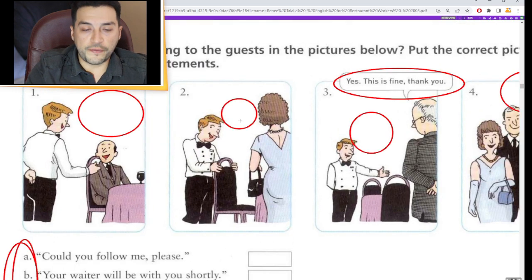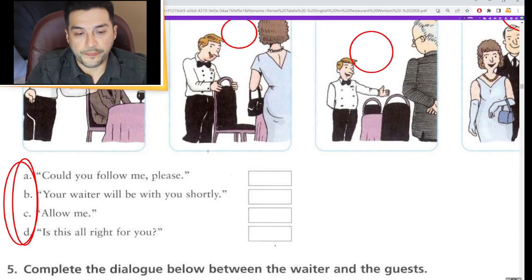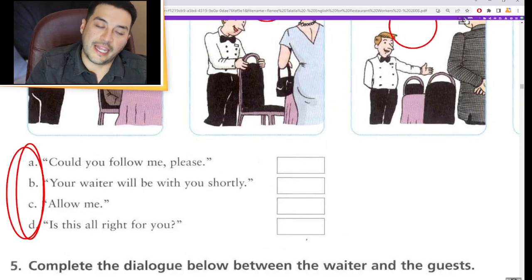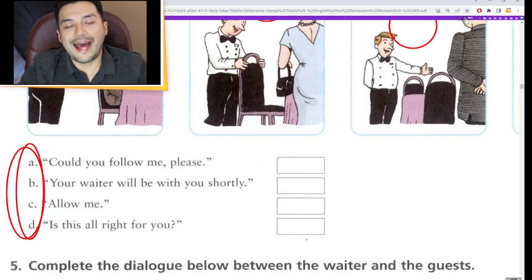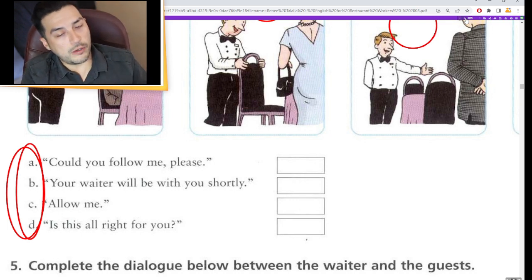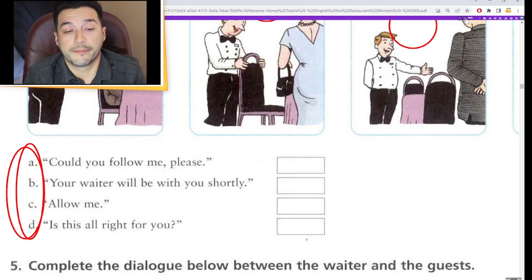Could you follow me, please? Letter A. Your waiter will be with you shortly. Letter B. Allow me. Letter C. Is this all right for you? Letter D.